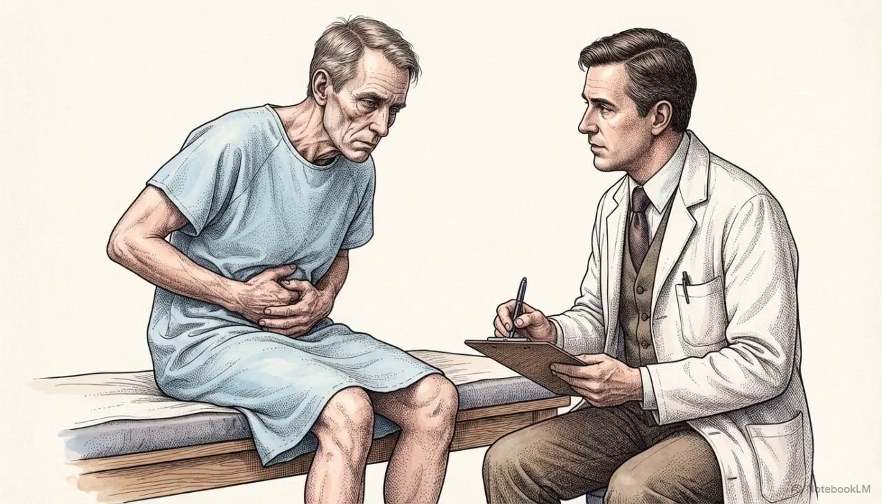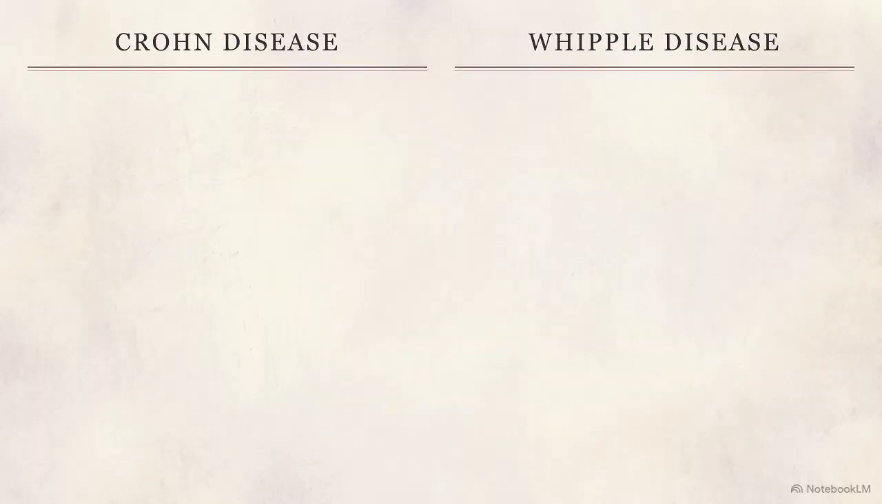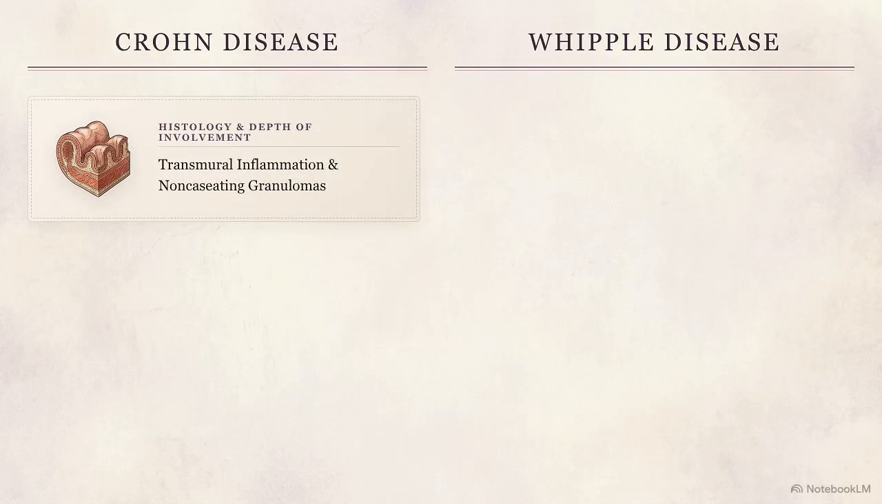Consider a middle-aged patient presenting with chronic diarrhea, a steady loss of weight, and profound malabsorption. This side-by-side matrix strips away the shared gross symptoms and compares the underlying histology of Crohn's disease and Whipple disease. In Crohn's disease, the inflammation is deep and aggressive. Biopsies reveal patchy, transmural inflammation featuring non-caseating granulomas that penetrate the entire thickness of the bowel wall.